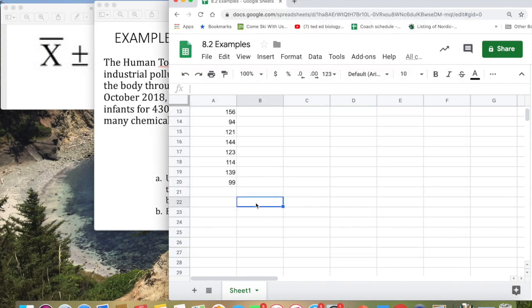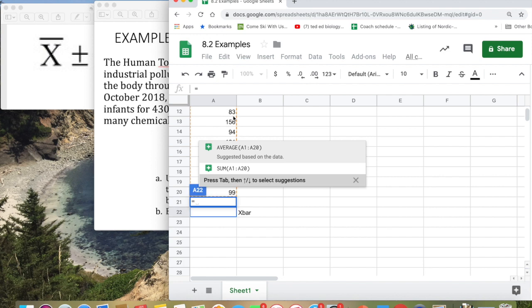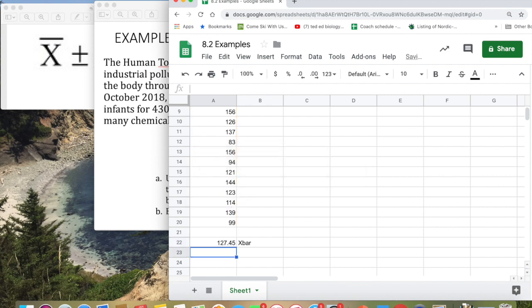So the first thing that we want to know is x bar, which is just the average of our sample. And we've already highlighted all of those. And we can find our average number of chemicals in each newborn's blood in the sample is 127.45.